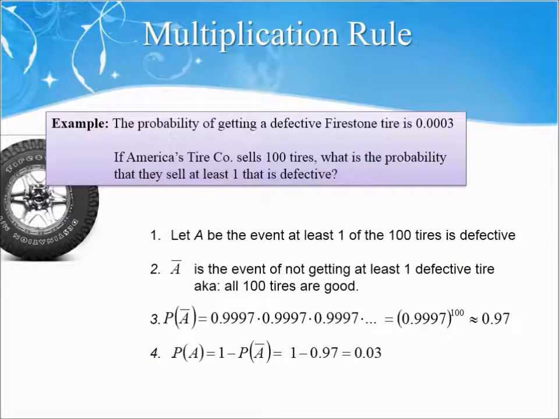Well, then we can use the formula that we know about the probability of at least one defective tire is 1 minus the probability that none are defective that we just found, equals 1 minus 0.97, or 0.03.